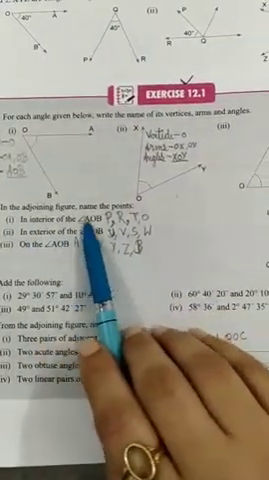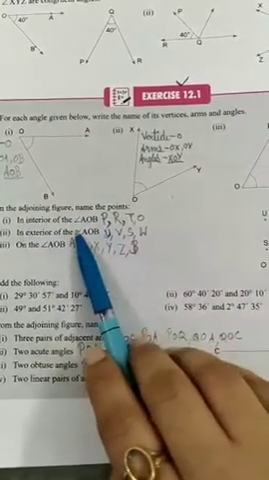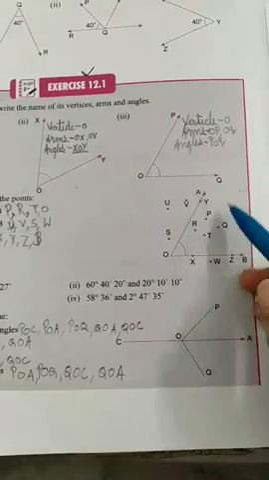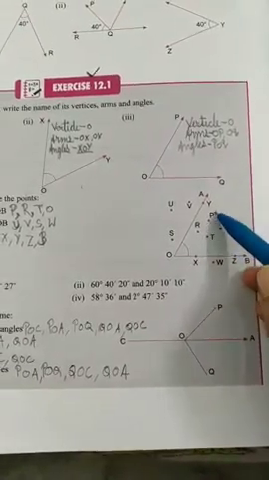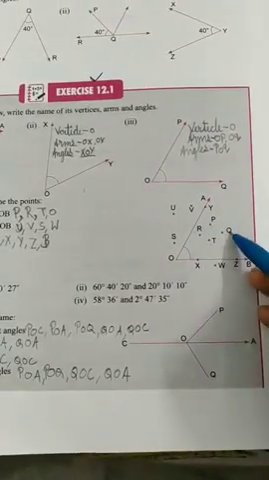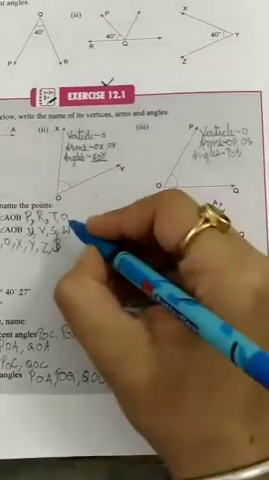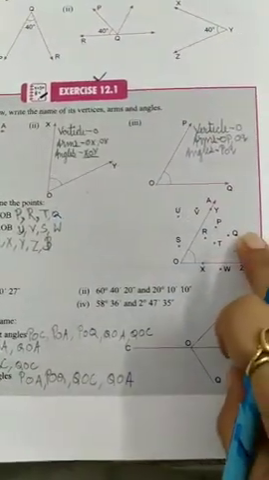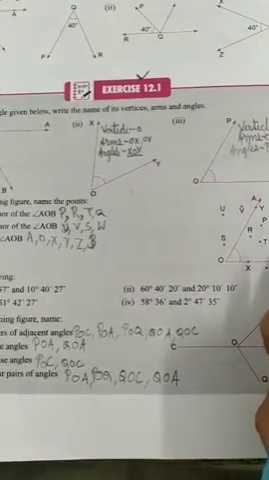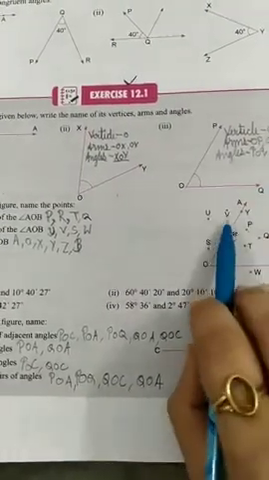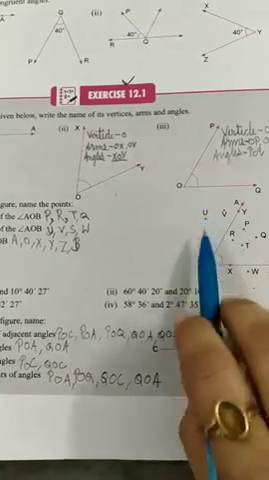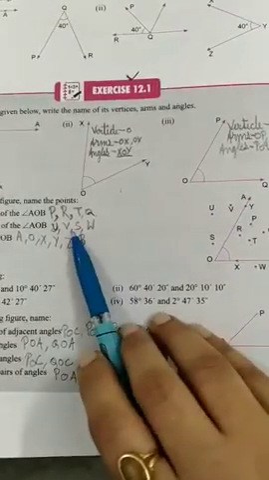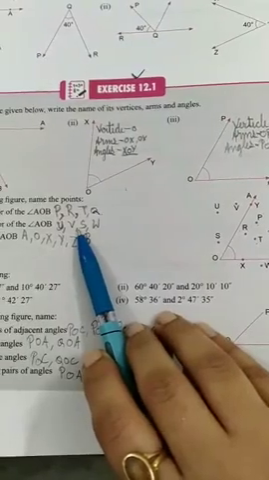Next, in the adjoining figure, name the points which are in the interior of angle AOB. So this is angle AOB. Interior means inside. It is points P, R, T and Q. Here Q will come. These are in the interior, inside of the angle. Next is the exterior of angle AOB. Exterior means outside: V, U, S and W. These are the points which are in the exterior, outside of the angle.